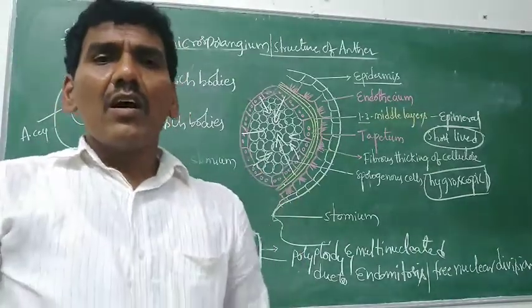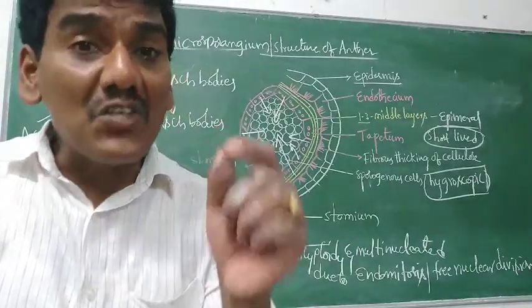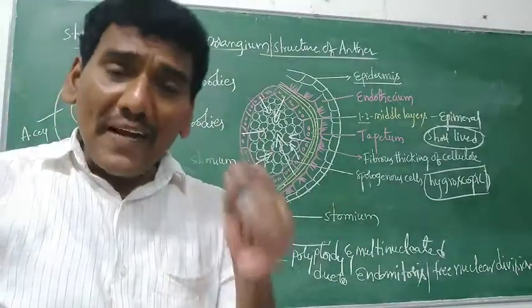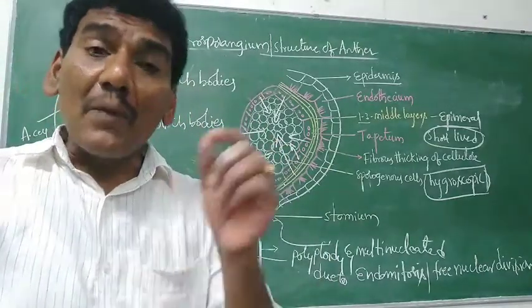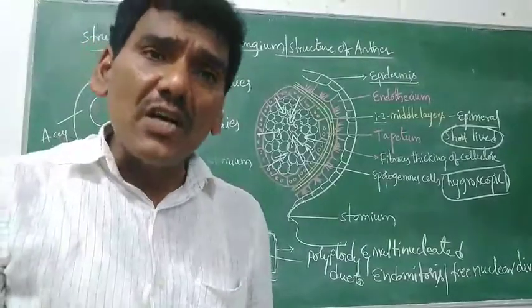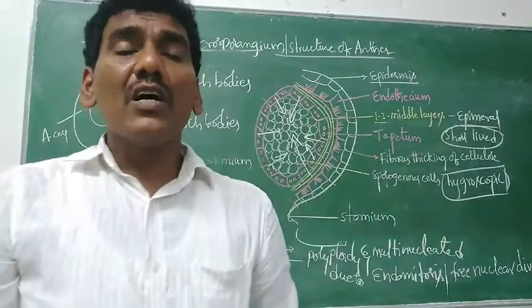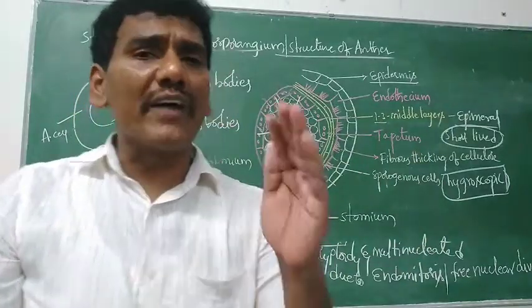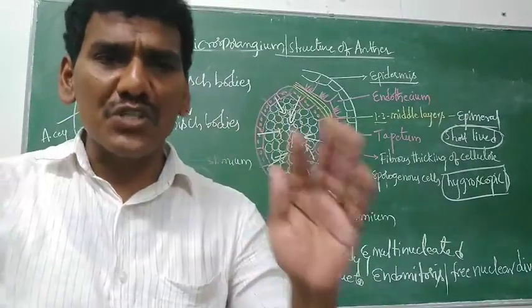Next one. Tapetal cell secretes the hormones and enzymes, and the tapetal cell is mainly helpful for the formation of ubisc bodies. This is about the main important functions of the tapetum. Here, a very important five marks question.